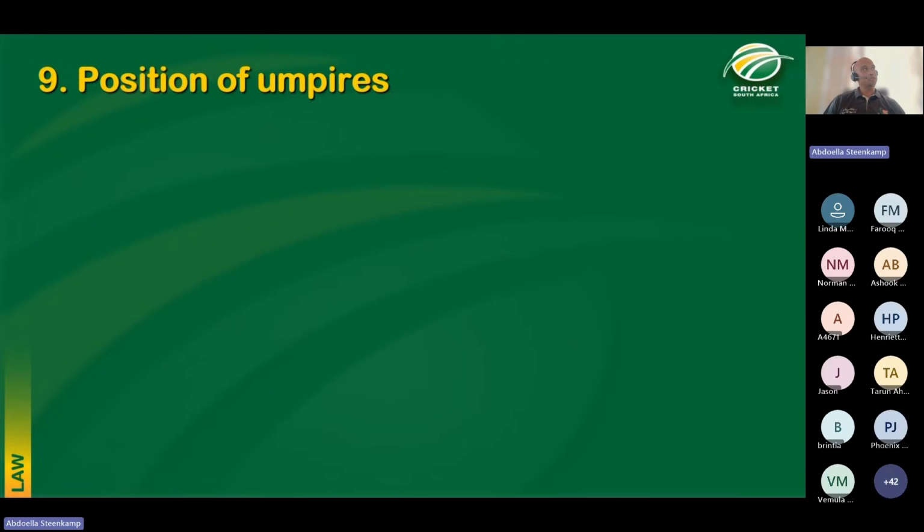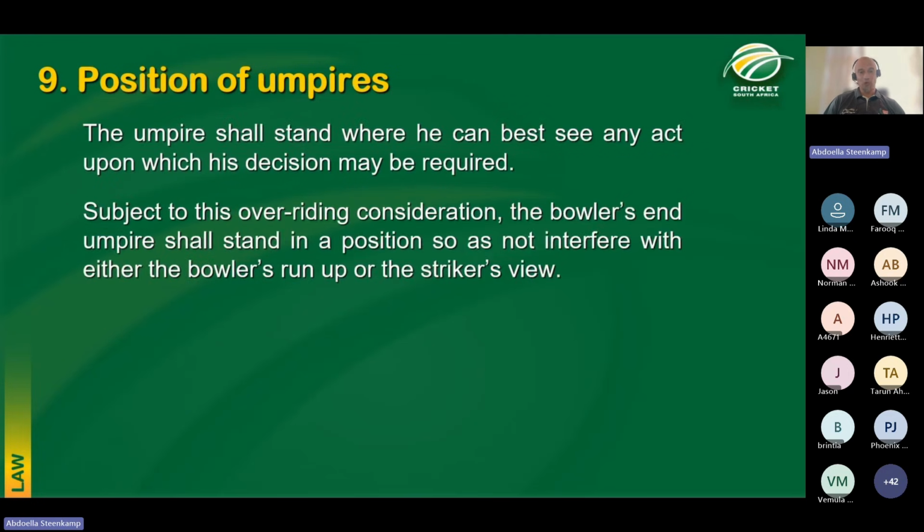When it comes to the position of the umpires, where must the umpire stand? Let's start with the bowler's end umpire. The law guides us by telling us the bowler's end umpire needs to stand where he or she can see best to make their decision. They should not interfere with the bowler's run-up or the striker's view. So that's the guidance that the law gives us when it comes to the bowler's end umpire.